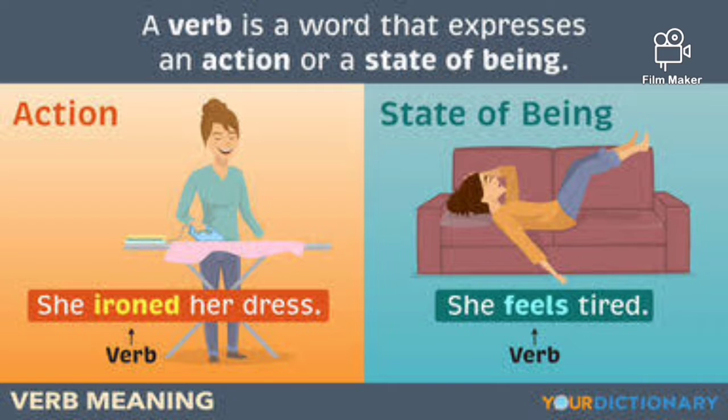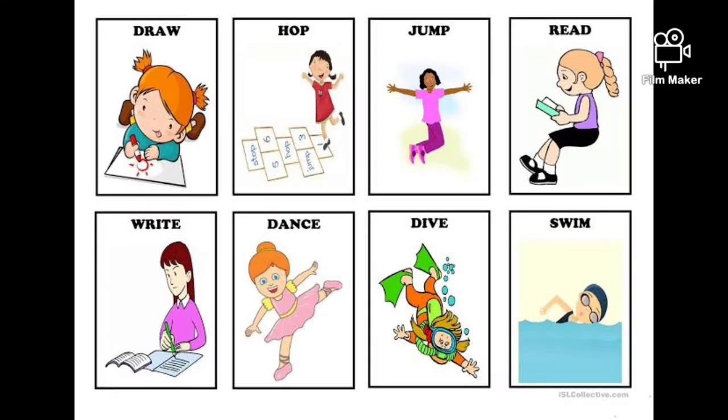So, verbs are of different types. There are many types of it. Let us learn each of them very clearly and keenly with all the examples. So, we have learned the definition. Let us see examples of the action words, that is verbs.